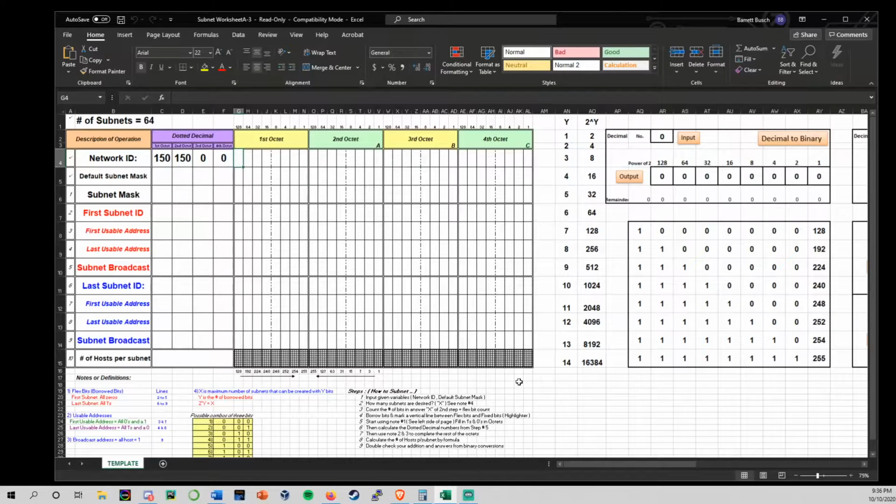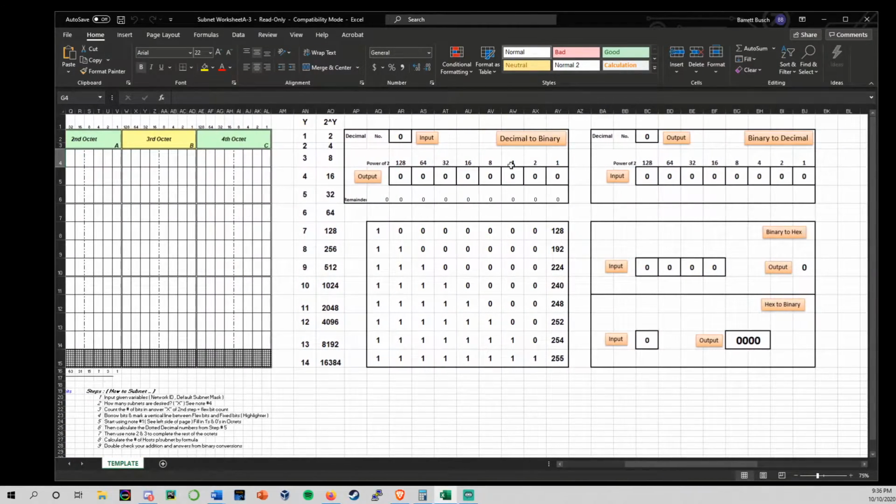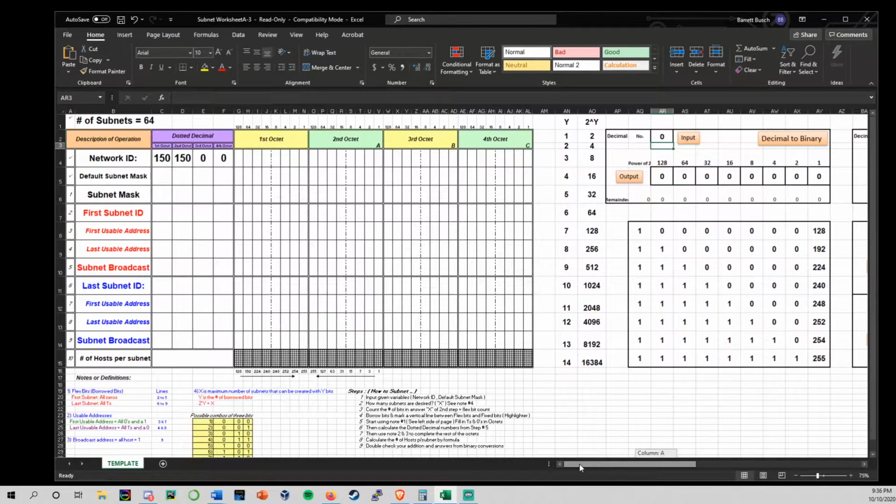We can do this manually, or this worksheet does have some very handy calculators. So let's say if we knew the decimal is 192, this will automatically give you the binary. But let's talk about it manually first, because it's definitely good to know.